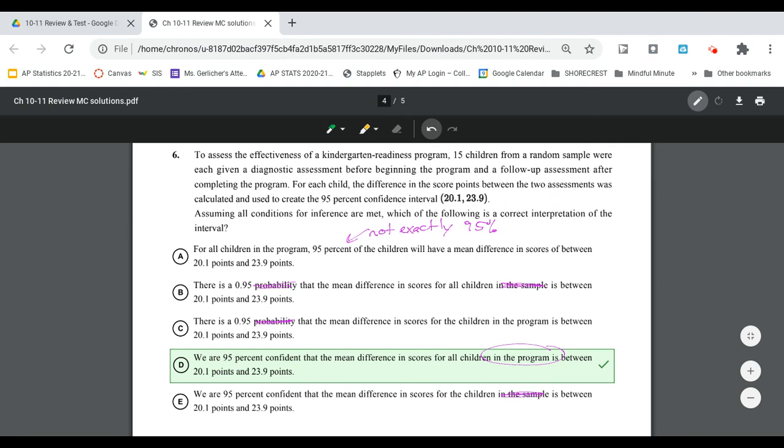We are kind of guessing that. We're saying it's about that, but we don't know that it's exactly 95%. For B and C, we don't ever want to talk about probability because it's not a probability issue.